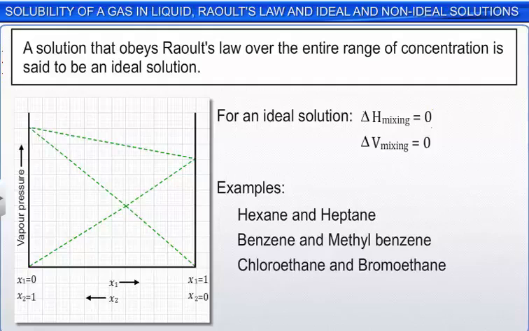Some common examples of mixtures that show nearly ideal behavior are hexane and heptane, benzene and methylbenzene, chloroethane and bromoethane. Since ideal solutions obey Raoult's law, they show the graphical behavior as shown here.